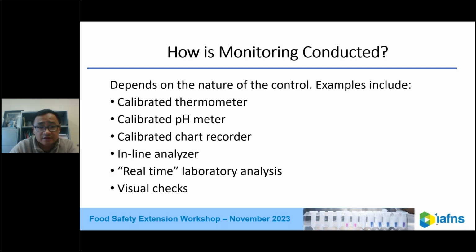Now, how should we monitor? Obviously, the first thing is calibration. So the person who is doing the monitoring definitely needs to know how to calibrate the thermometer, pH meter, and the chart recorder.